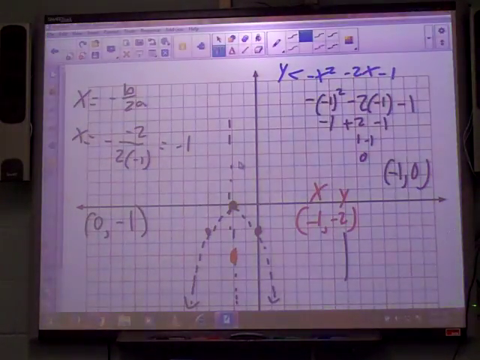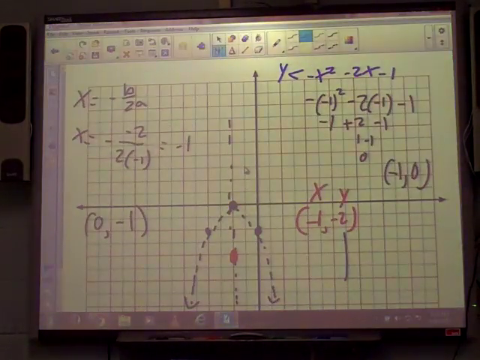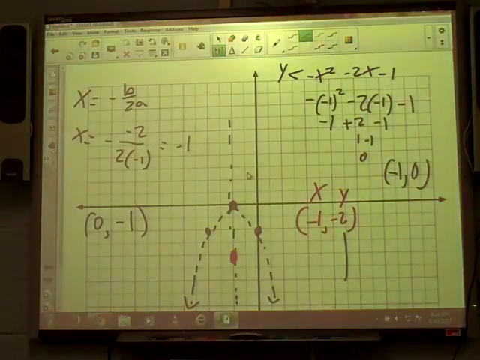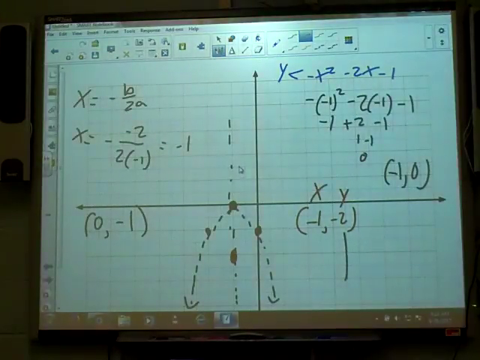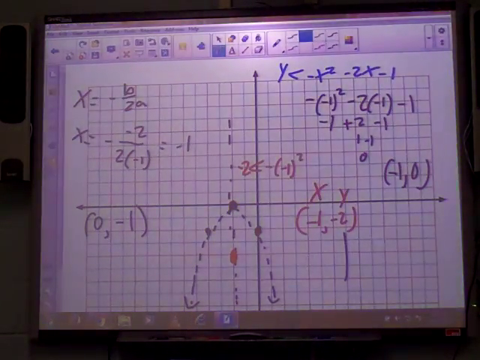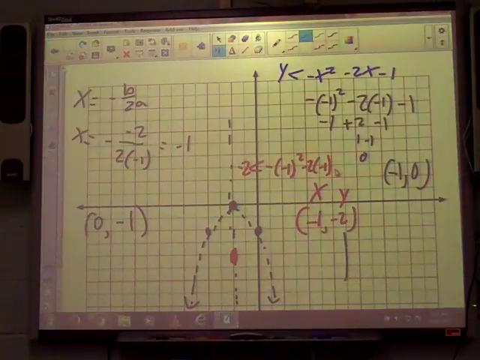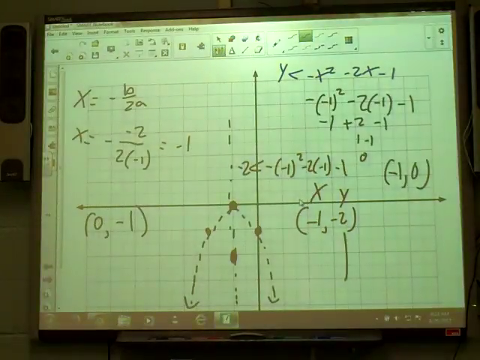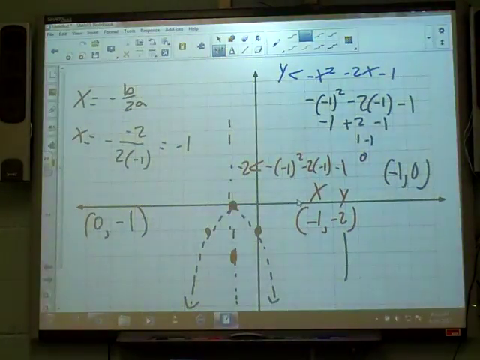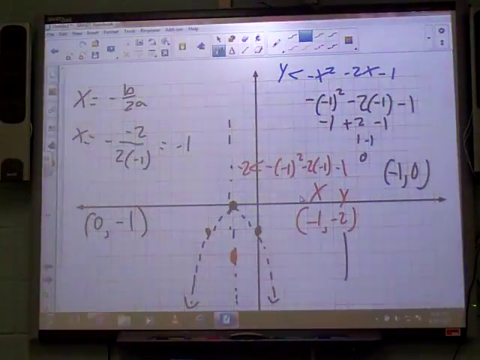Wait, where'd you get the -2? No, we chose a point on the inside of the parabola, which she chose -1, -2. -2 is y, -1 is x, so we're plugging it into y is less than -x squared minus 2x minus 1. Once we pick the point inside, now we're just plugging it back into the original problem.